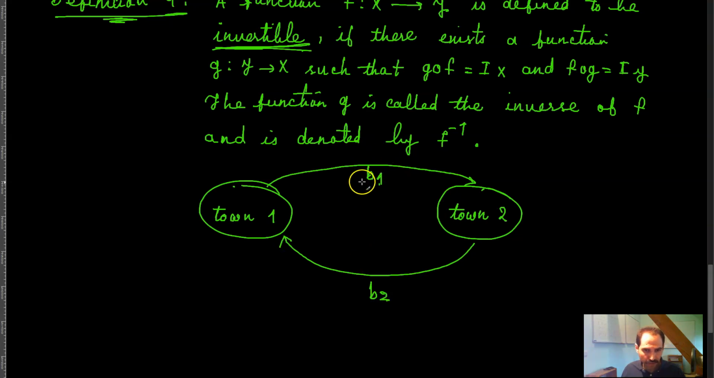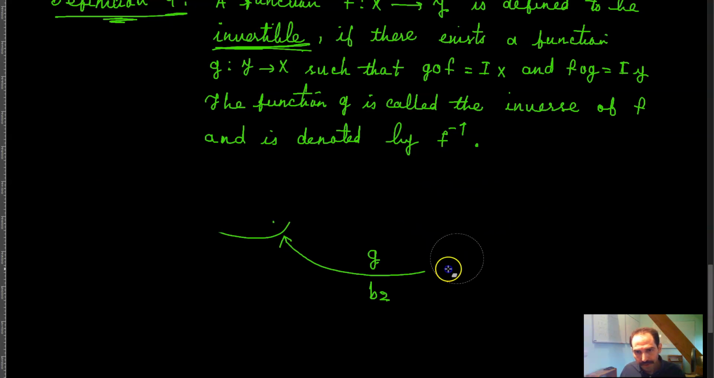So you can think of bus 1 as the function f, and you can think of bus 2 as function g. Function f takes you from town 1 to town 2. And then if you want to get back to town 1, you can use bus 2, or the function g, in order to get back there. That's what it means. So that is basically the whole story here.